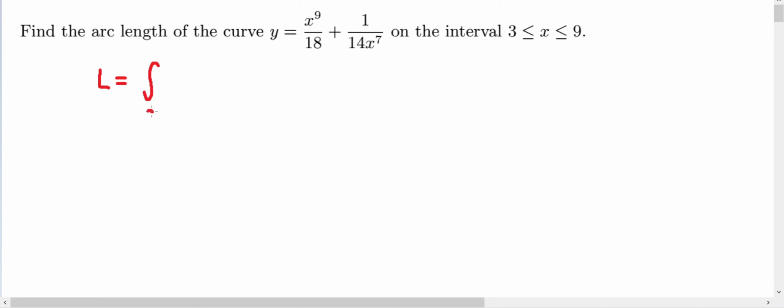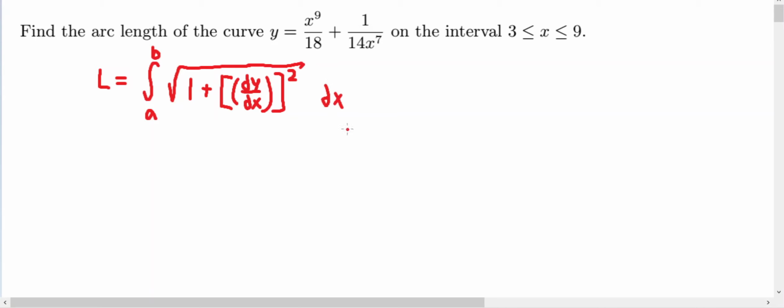the integral from a to b over the lower and upper limits. So in this case, 3 and 9 would be a and b respectively. And it's the square root of 1 plus, now this is the quantity dy dx being squared and integrated with respect to x. So all we really need to do is just find this term, square it, add 1, take the square root, and then integrate.